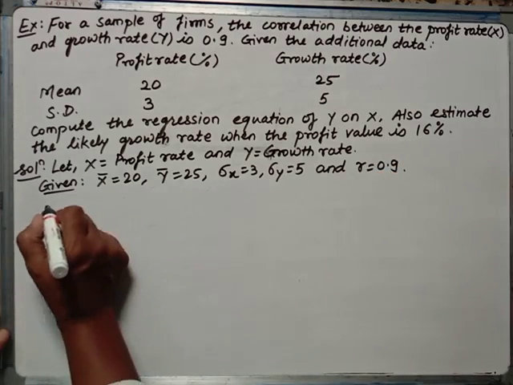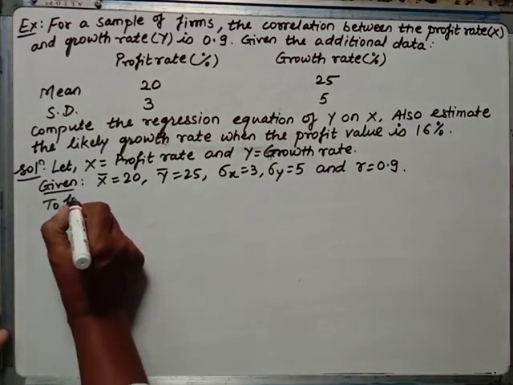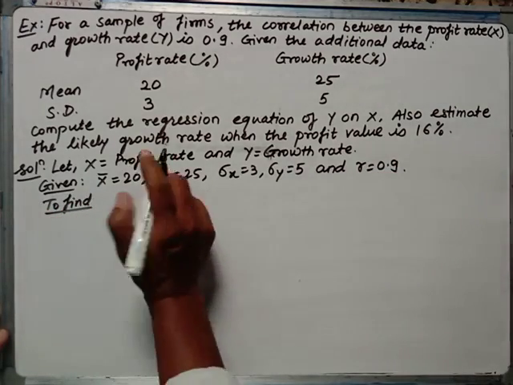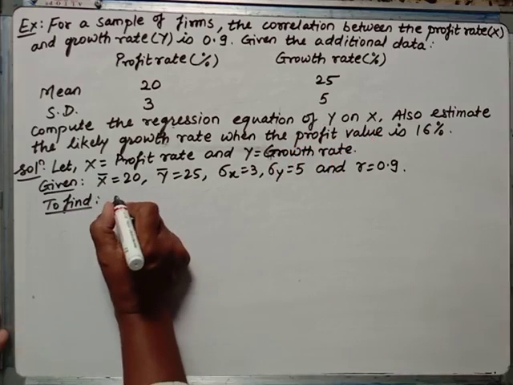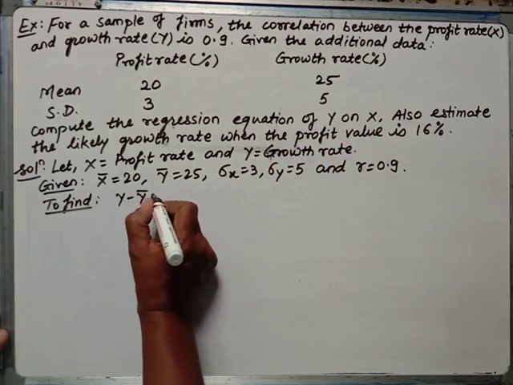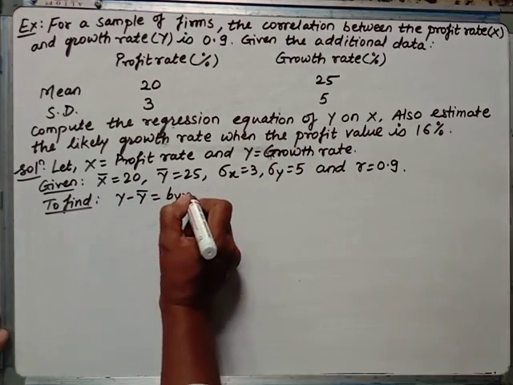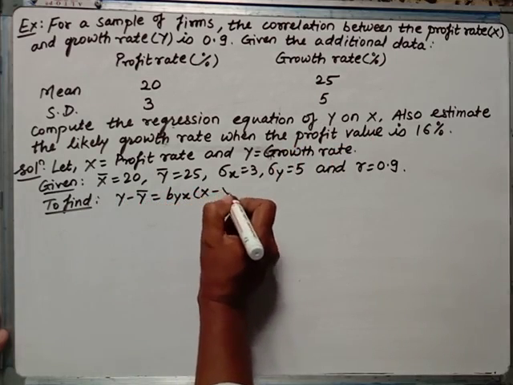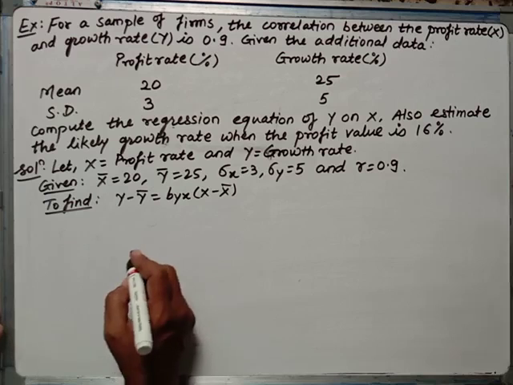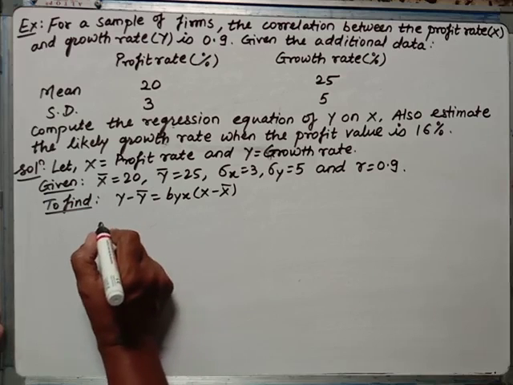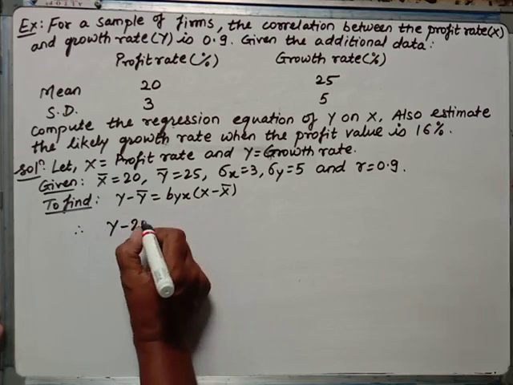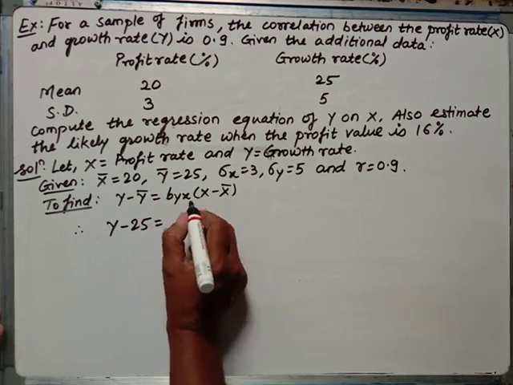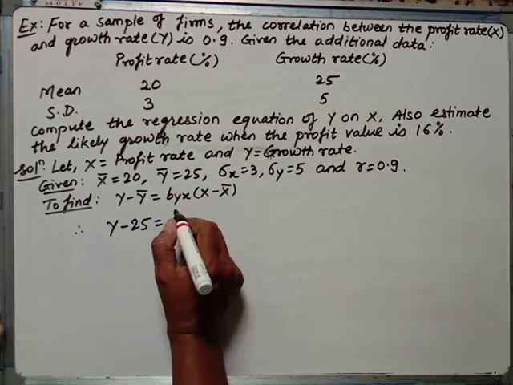Now what we have to find is the regression equation of y on x, that is y minus y bar is equal to byx into x minus x bar, right? Now we already have some of the values, therefore y minus y bar is 25, that is equal to byx. Byx means what?